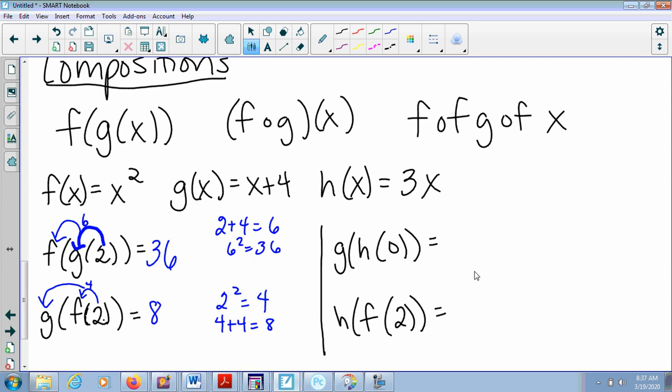Okay? Let's try this next one. I'm going to take 0 and plug it into the h function. So that's going first. That's 3 times 0, and that is 0. Okay? Now I'm going to plug that one into the g. What was g? x plus 4. So 0 plus 4, and that is 4.